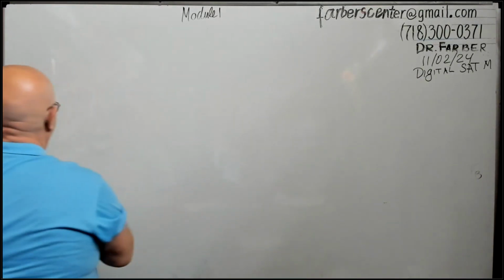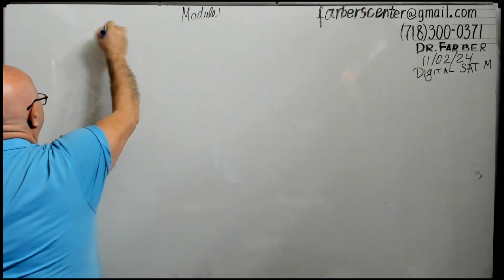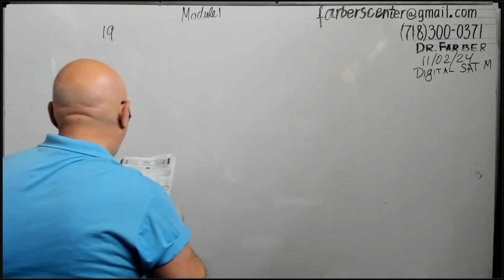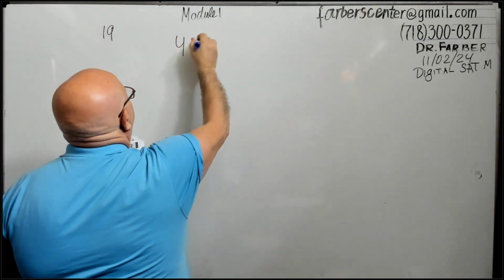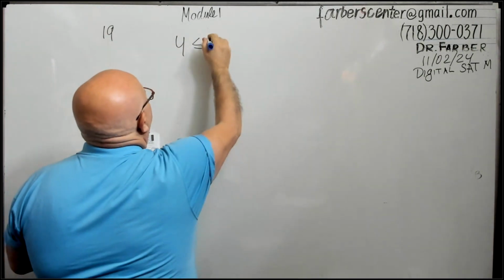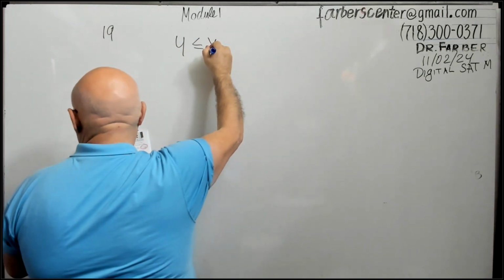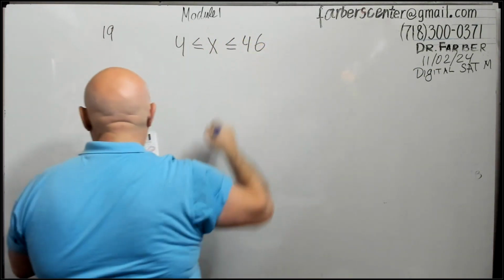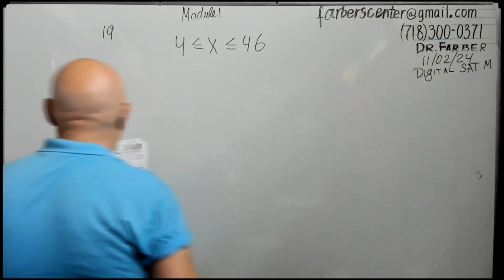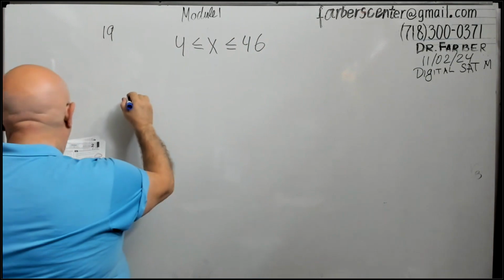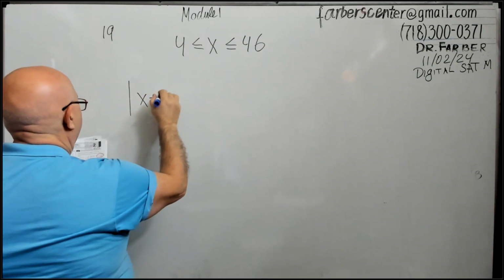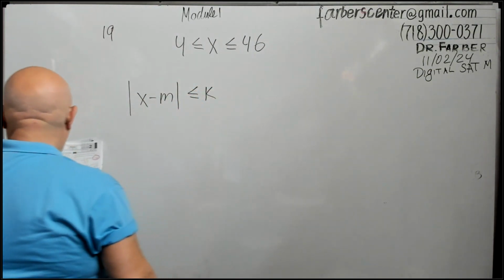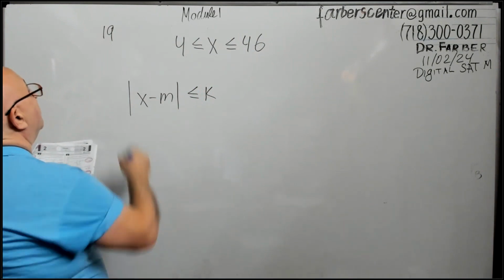The next one is 19. In 19, what do we have? Given negative 4 less or equal to x, and less or equal to 46. In addition, the absolute value of x minus m is less or equal to k. What is the value of k?